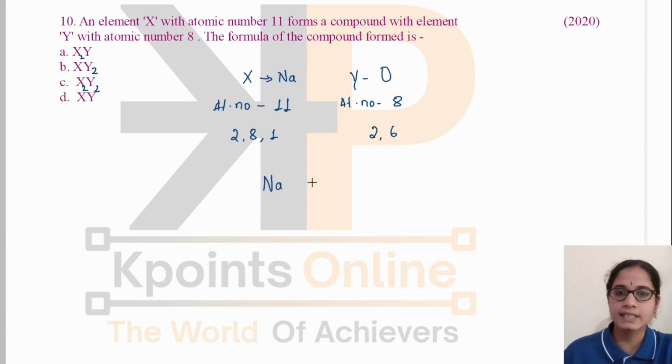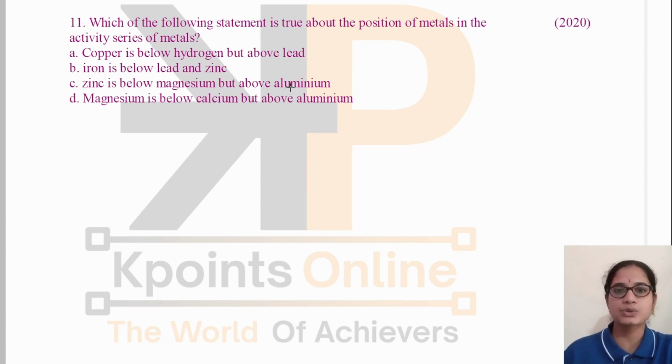Yes, this is Na, this is O, that is, it is X, it is Y. The valency is 1 here, valency is 2 here. Just by cross multiplying, you will get the formula of the compound. It will be X2Y. What is the correct option here? X2Y.